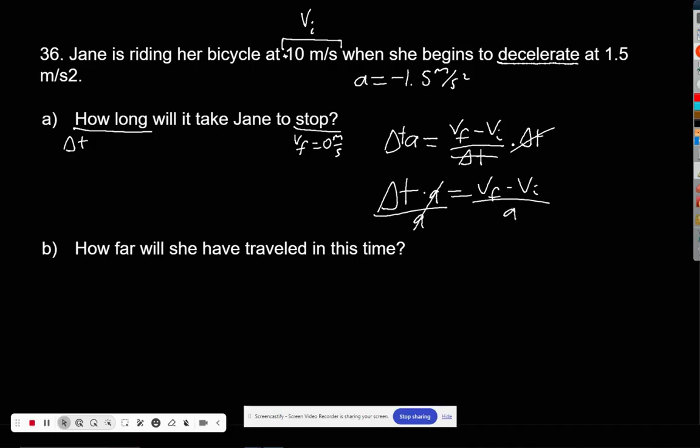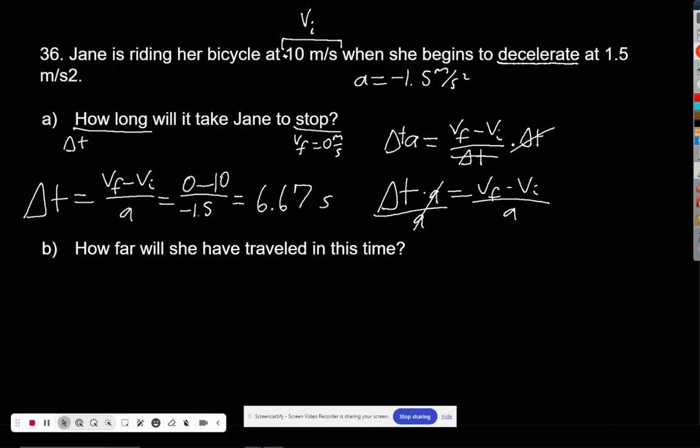Those cancel. So all in all, time is change in velocity divided by acceleration. Or in this case, 0 minus 10 divided by negative 1.5. Which, if we were to plug that into a calculator, we get 6.6 repeating. I'm going to round to 2 decimal places because 2 decimal places is usually safe. So it'll be 6.67 seconds. Little over 6.5 seconds to stop.